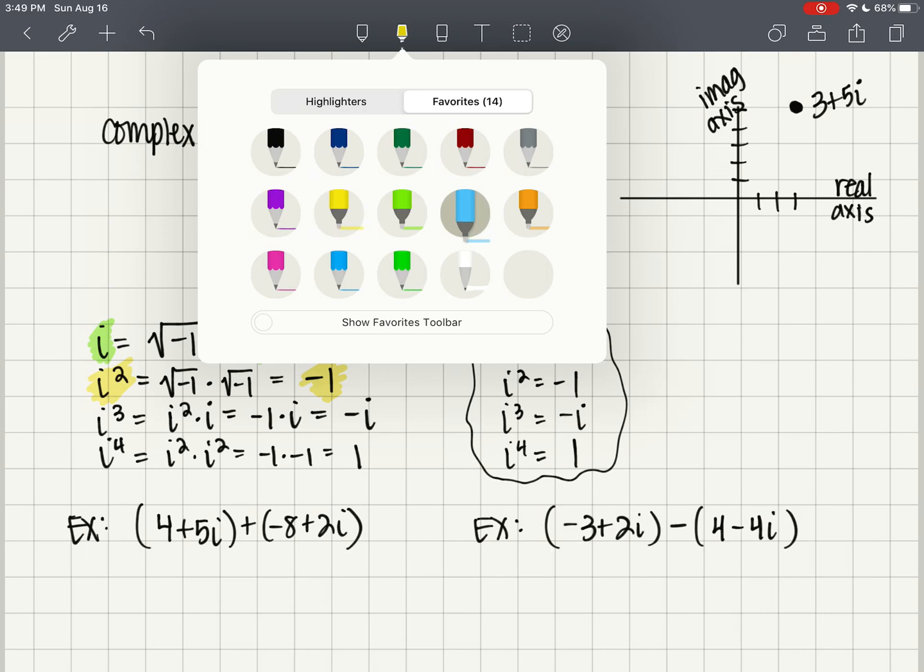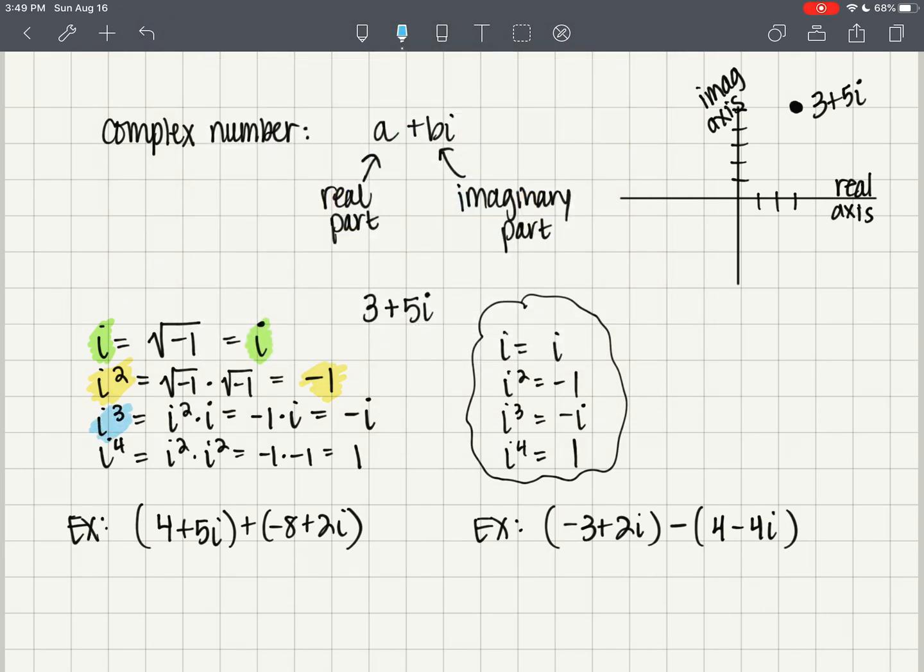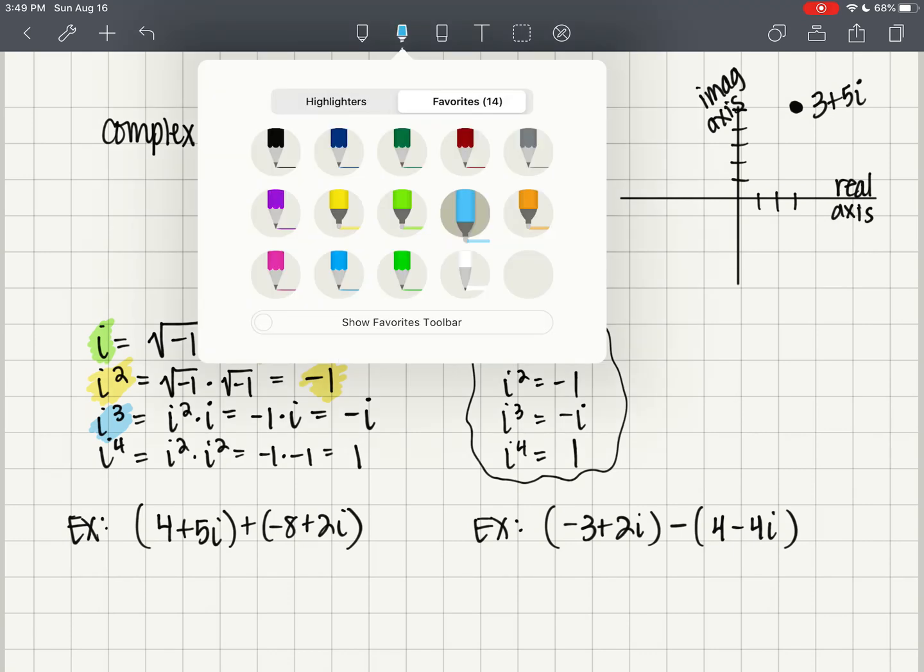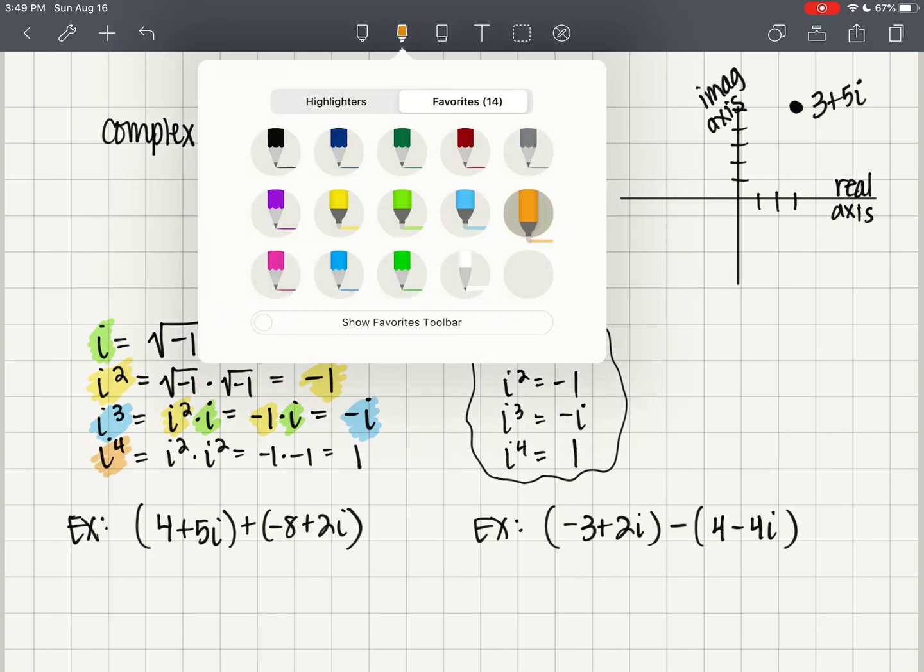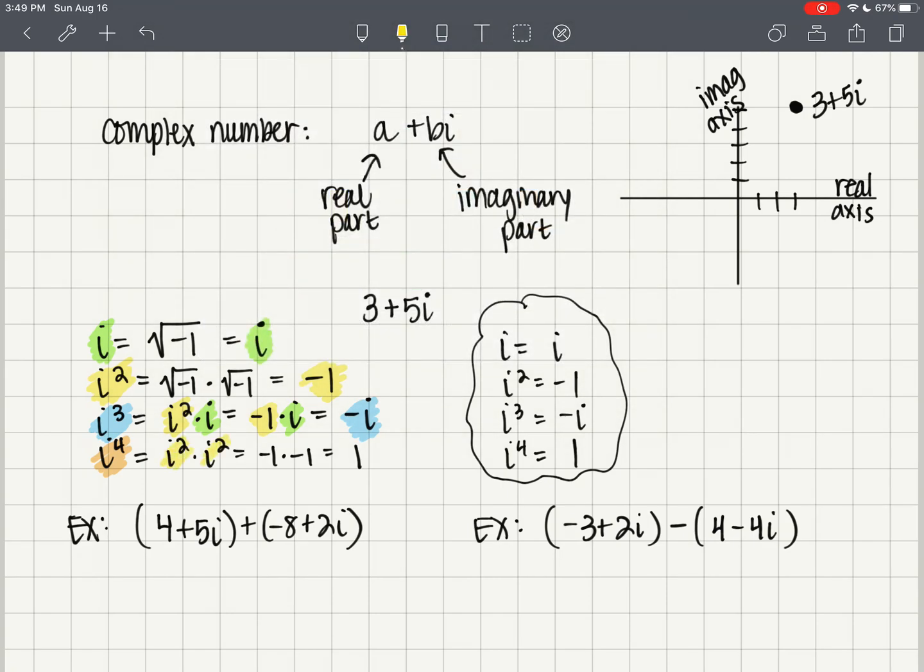i cubed is i squared times i, and i squared is negative 1. I'll use my highlighter here. See, i squared is negative 1, and i is just i. Negative 1 times i is negative i. i to the fourth is i squared times i squared. i squared is negative 1, i squared is negative 1. Negative 1 times negative 1 is 1.